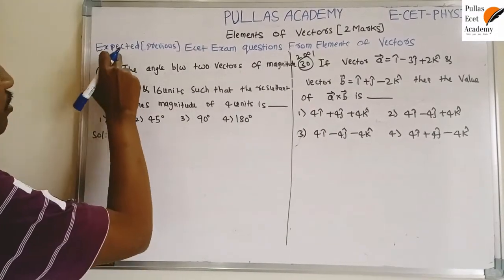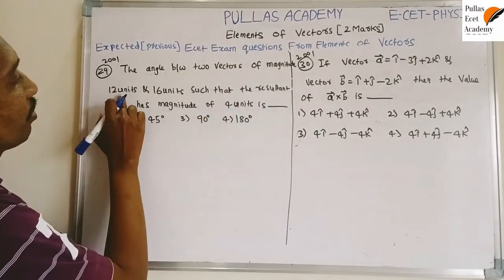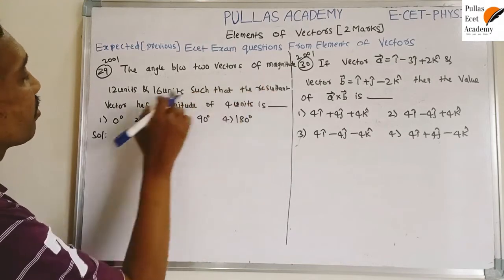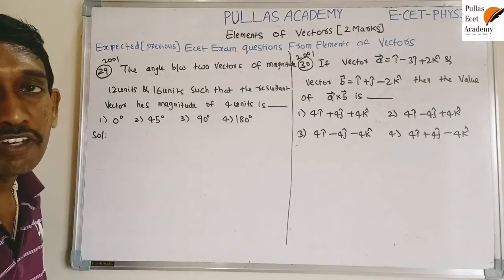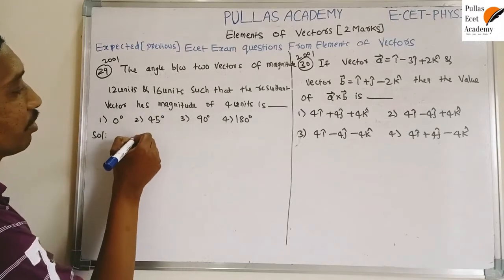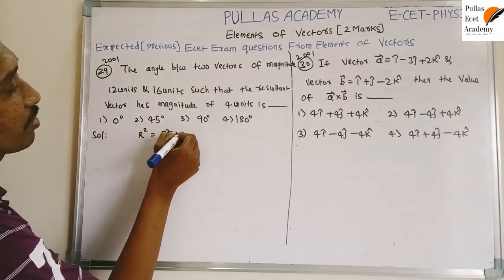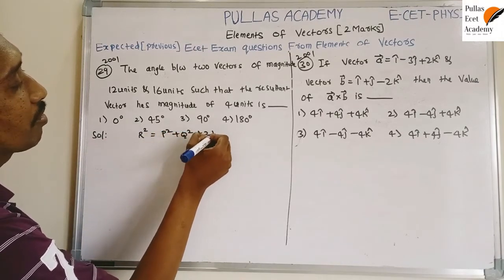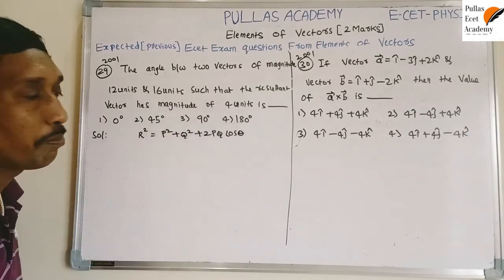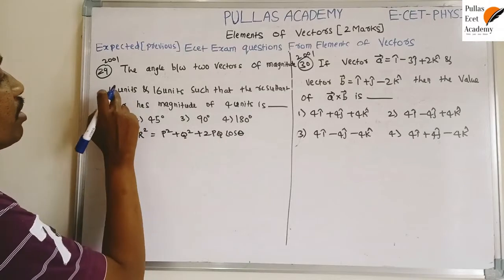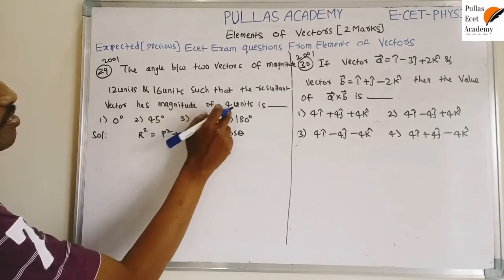The next question was repeated in 2001. The angle between two vectors of magnitudes 12 units and 16 units, such that the resultant vector has a magnitude of 4 units, is asked. This is the parallelogram law of vectors model. According to the parallelogram law of vectors, the formula is r square is equal to p square plus q square plus 2pq cos theta. This is the formula for r square. R is equal to the under root of p square plus q square plus 2pq cos theta. Here this is p, this is q, this is r. Theta is being asked. R is given as 4.